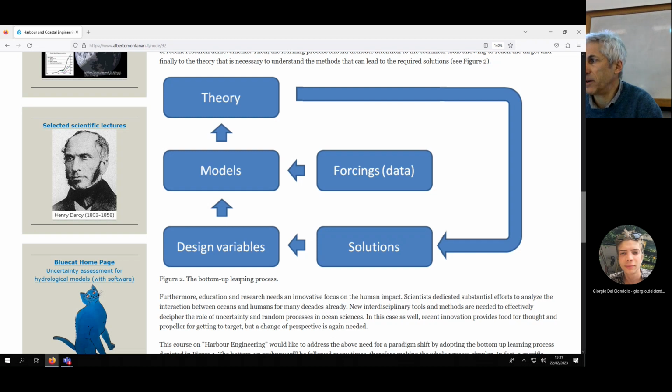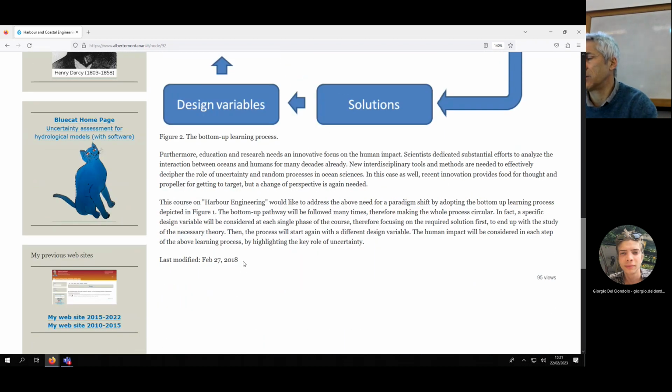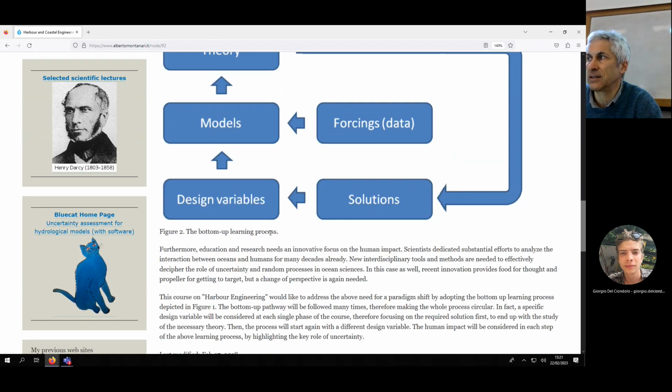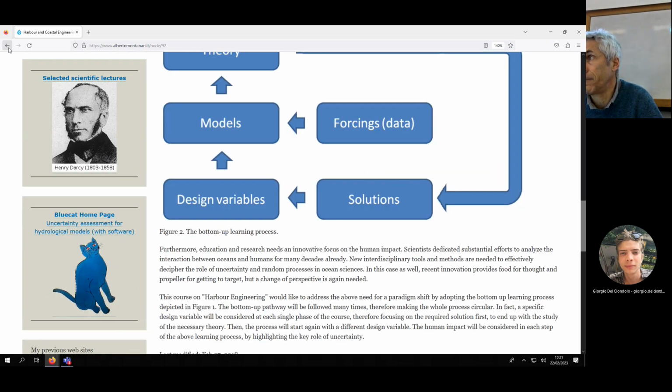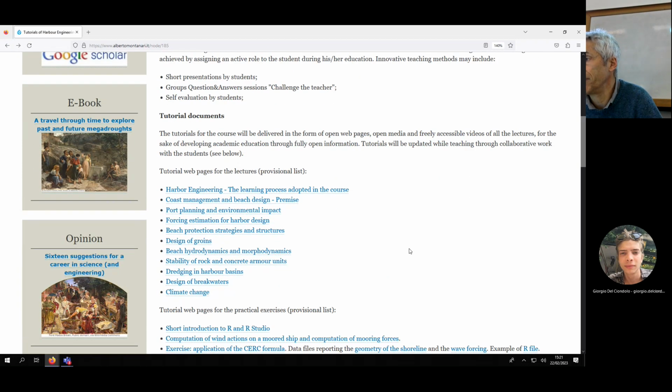Okay, I don't want to spend too much time discussing this, but I feel it is important that you know what is my approach to teaching, what is my approach to Harbour Engineering in this case. And I think that at this stage we can go back to our list of links.